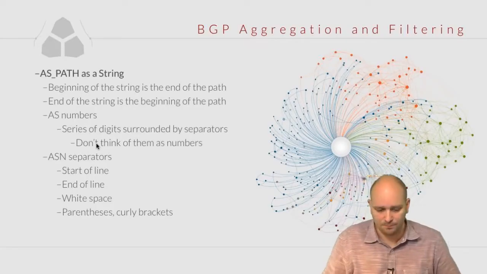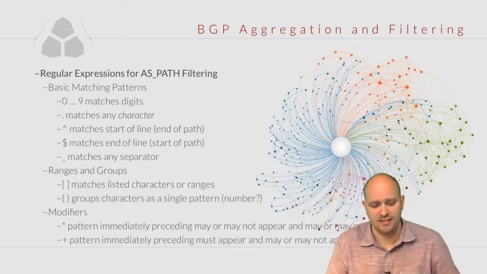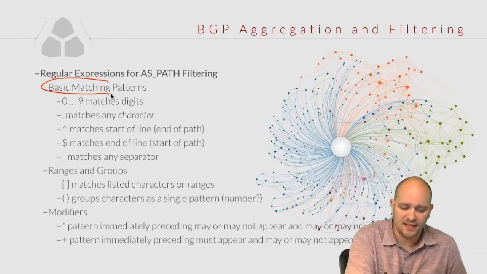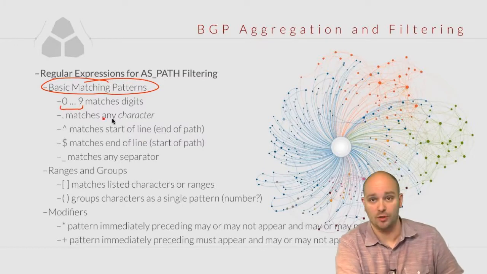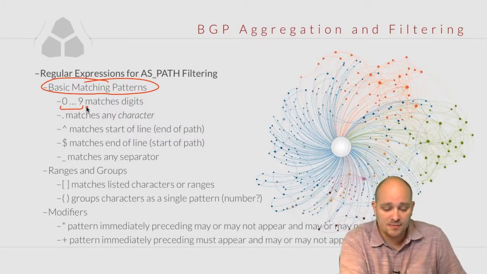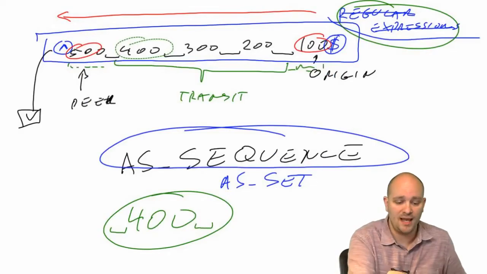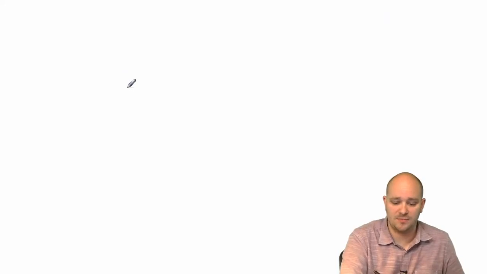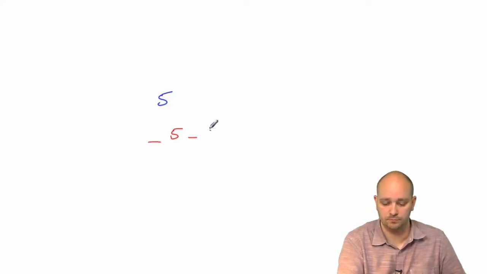So going back here, let's talk a little bit about regular expressions for AS path filtering. First of all, let's take a look at some of the basic matching patterns. If you use digits from 0 to 9, so 0, 1, 2, 3, 4, 5, 6, 7, 8, 9, this is going to match individual digits. So if, for example, we had the regular expression that simply said 5, so let's say that this is our regular expression. This will match AS path that looks like this.